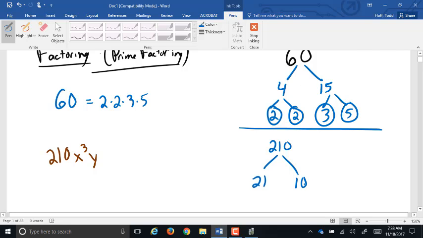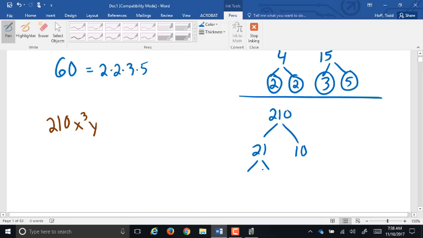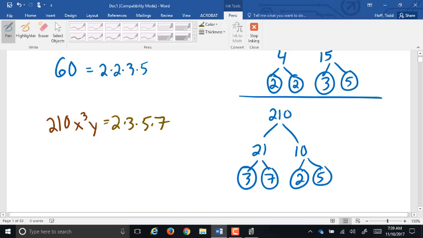Perfect. Can 21 be split further? 3 times 7. Can 3 be split further? No. 7? Nope. 10? Yes. 2 times 5. Can 2 be split further? No. 5? No. So the prime factoring here is 2 times 3 times 5 times 7. What do I do with the x to the 3rd? Well, that's just x times x times x and the y, like that. That's the prime factoring. Not too bad, right?